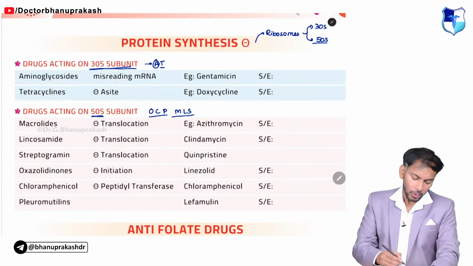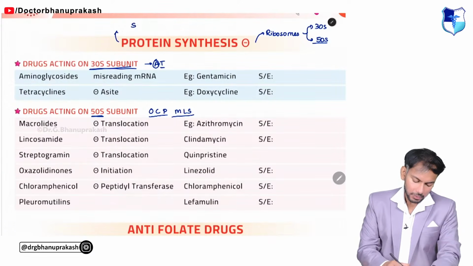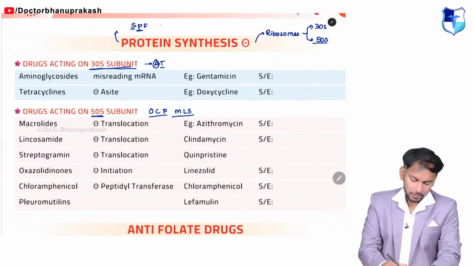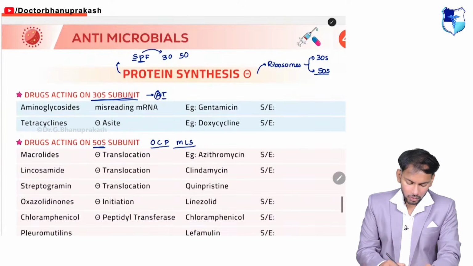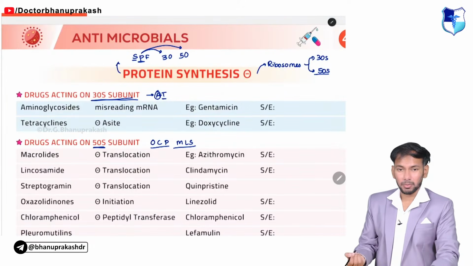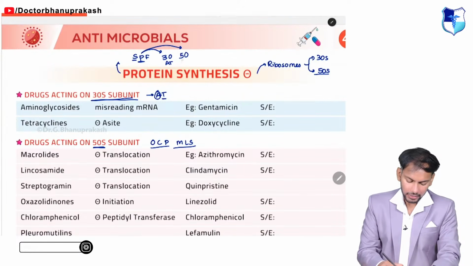Okay, I told you protein synthesis inhibitors are SPF. It is static. SPF you get in 30 and 50 concentration. So, you can easily remember SPF 30 and 50: protein synthesis inhibitors act either on 30S or 50S. This is how you can remember. In 30S you have ANT, in 50S you have OCPMLS.